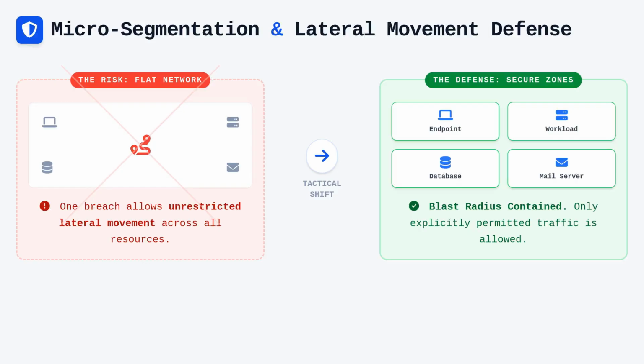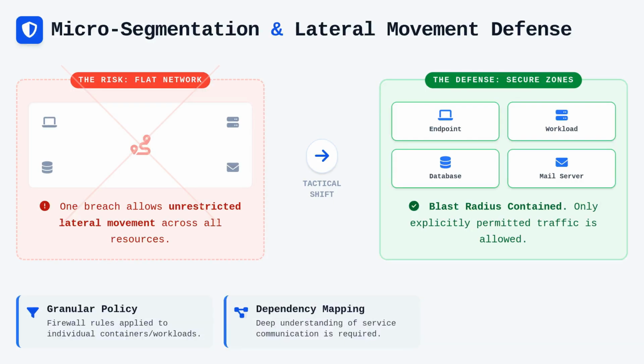Even if a specific database server is compromised, the attacker remains unable to pivot to the internal mail server or administrative interfaces because no direct path exists. This approach requires a deep understanding of application dependencies, as you must explicitly define which specific services need to talk to each other to function correctly. Anything not explicitly permitted is dropped by default, creating a significantly harder environment for an adversary to navigate.